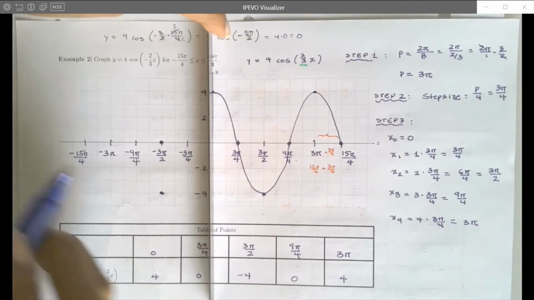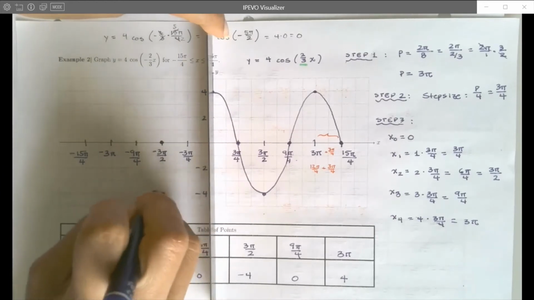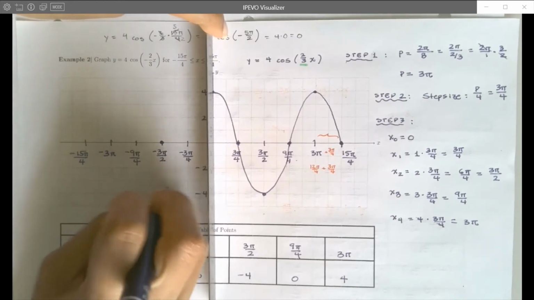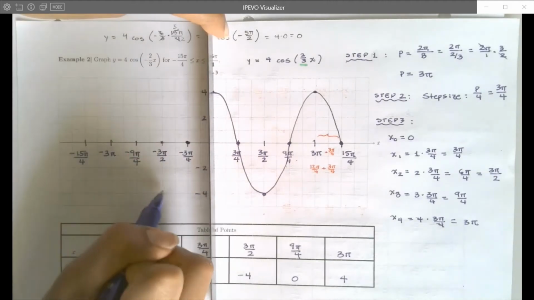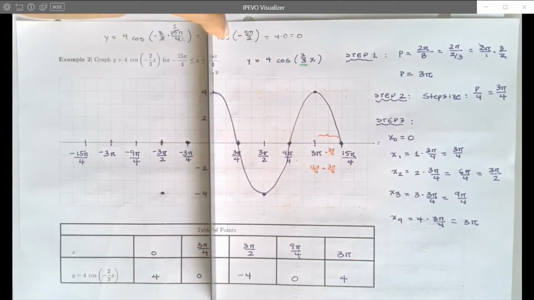negative 4. Oh, and I think I probably mislabeled this point. This one should have been here. And there. Okay, that's better.